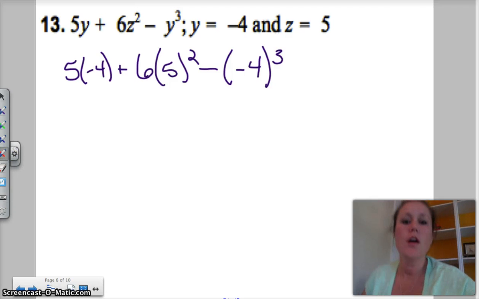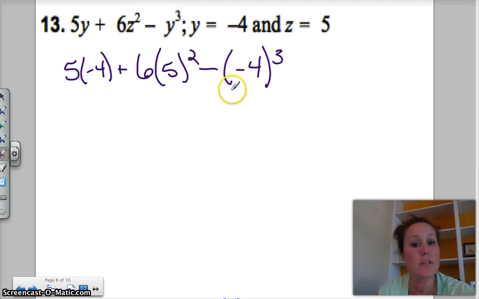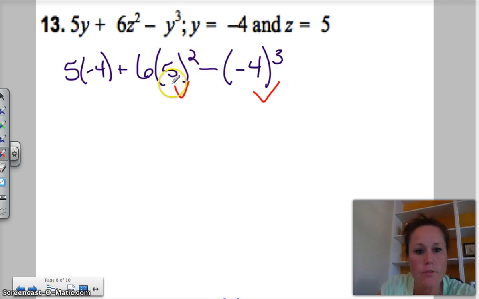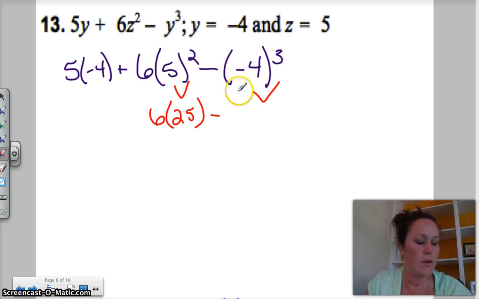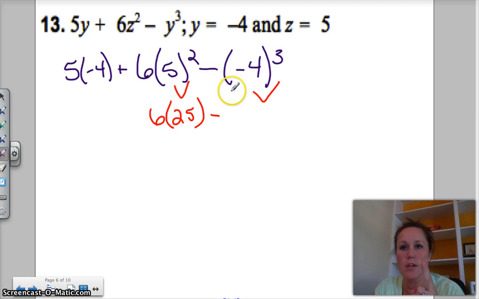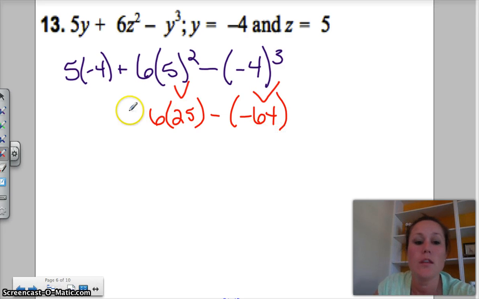Okay, let's solve. Let's start with our exponents, okay? So we're going to solve right here first and right here first. So I'm going to have 5 squared is 5 times 5 is 25 in parentheses times 6 minus negative 4 to the third power is, so negative 4 times negative 4 is positive 16 times the third negative 4 is negative 64, so I have to keep it in parentheses. Okay, then we're going to copy the rest down.